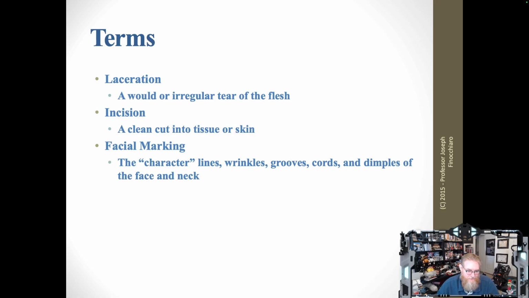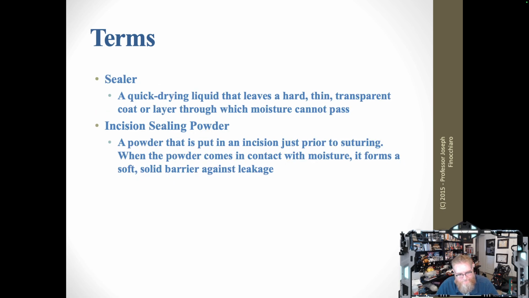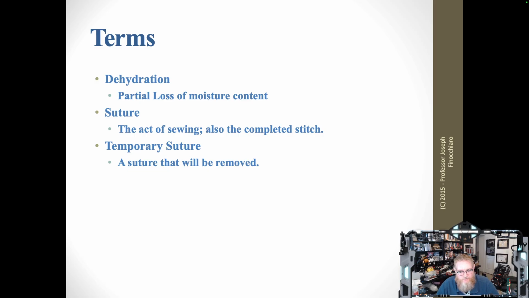Facial markings, the character lines, wrinkles, grooves, cords, and dimples of the face and neck. Sealer is a quick-drying liquid that leaves a hard, thin, transparent coat or layer through which moisture cannot pass. And incision sealing powder, a powder that is put in incision just prior to suturing. When the powder comes into contact with moisture, it forms a soft, solid barrier against leakage. Dehydration is the partial loss of moisture content. Suture, the act of sewing, also the completed stitch. And a temporary suture is a suture that will be removed.